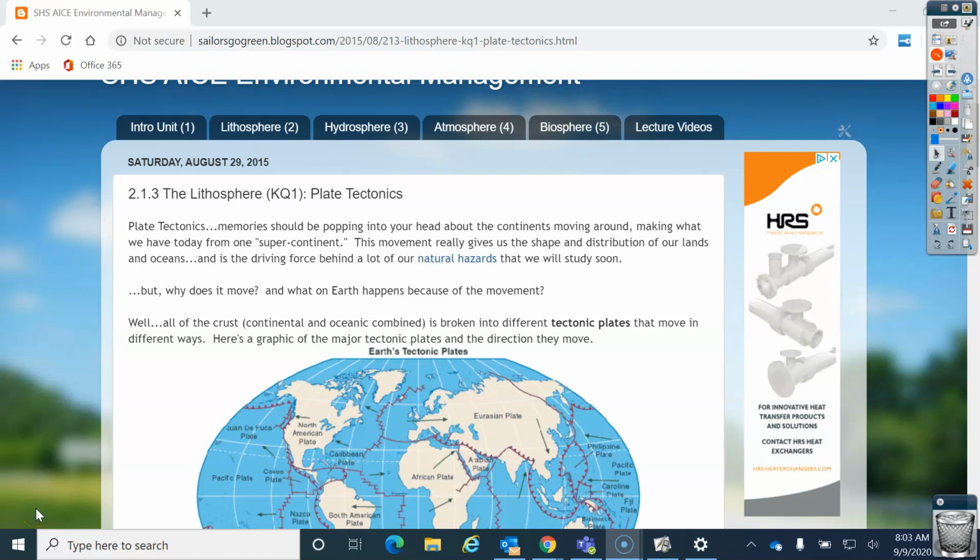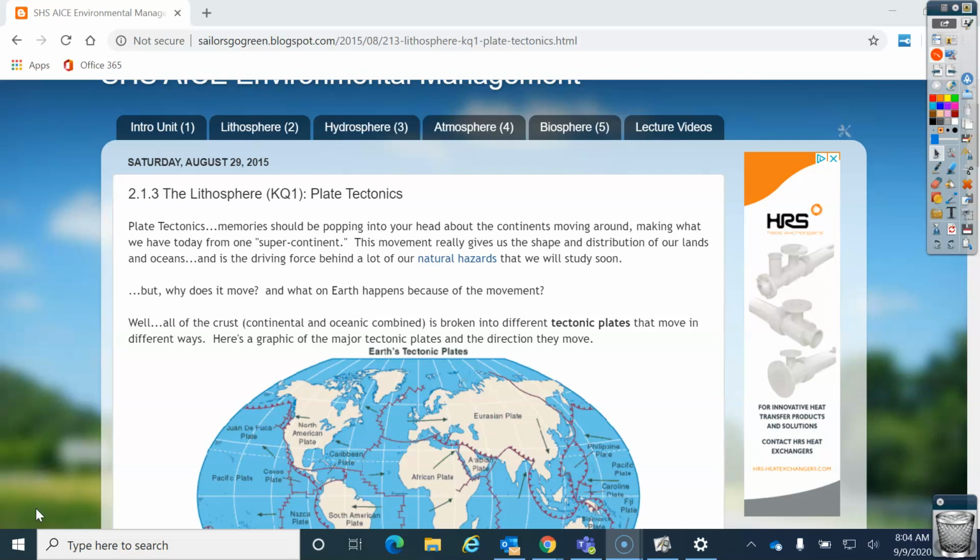All right, so here we are in 2.1.3 of the lithosphere, still in key question 1. This is on plate tectonics. So we've talked about the structure of the Earth, the different layers. We've seen what's in the different layers of the Earth. Now we're going to get into actual plate tectonics. So plate tectonics, hopefully you should be familiar with that from previous education.